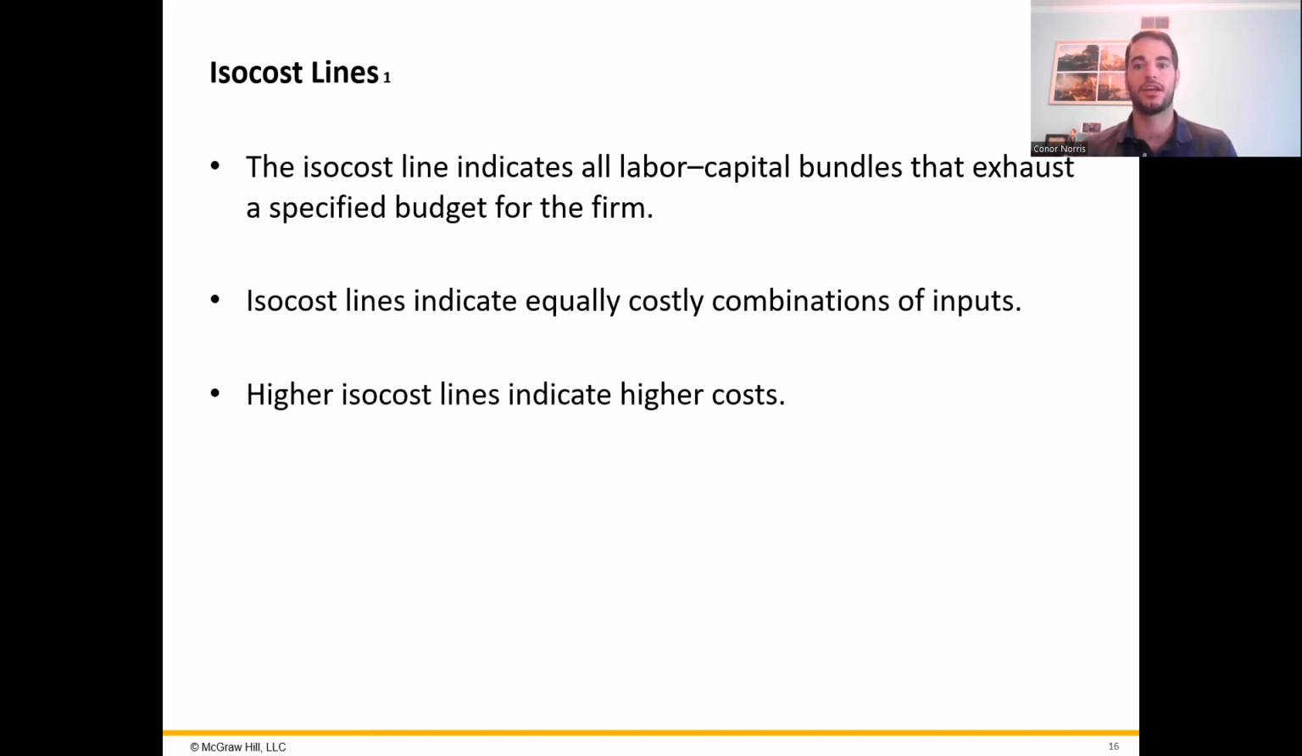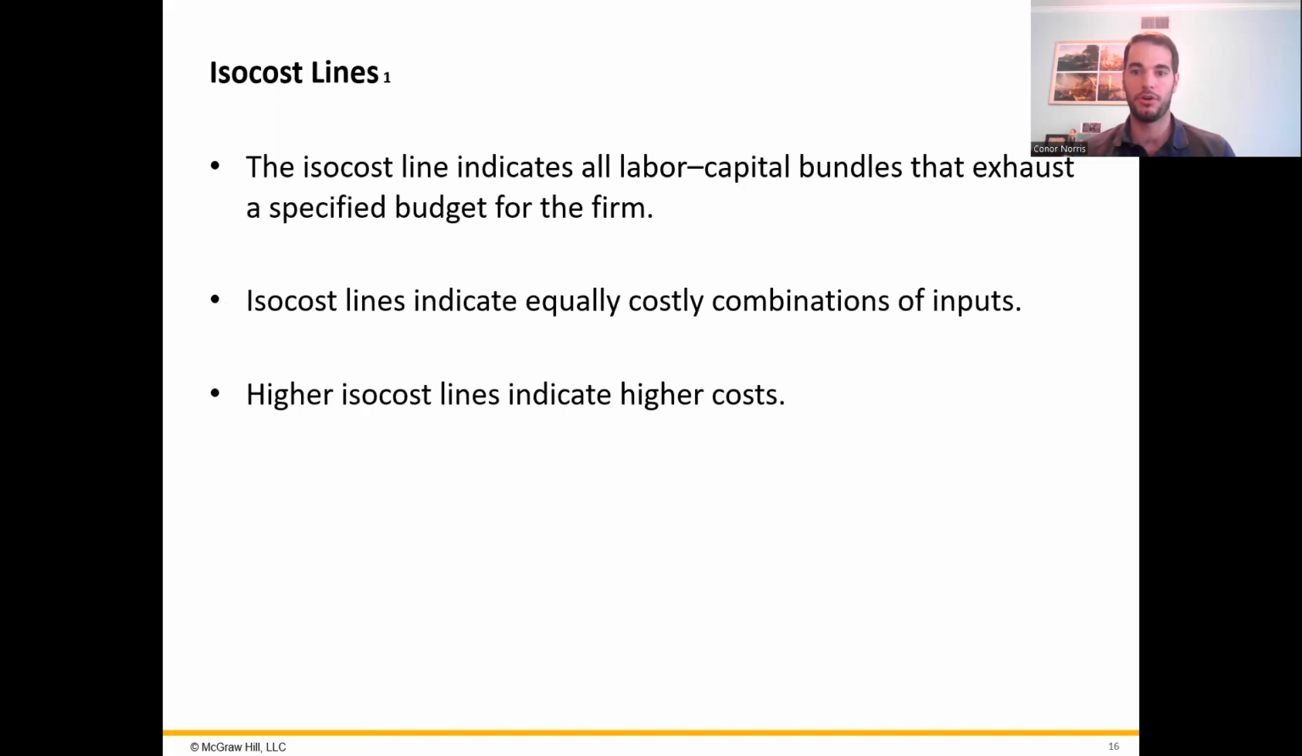So we've just discussed isoquants, which show all the combinations of labor and capital that produce the same level of output. But while isoquants tell us how much we can produce, they don't tell us how much it costs to produce that level of output.